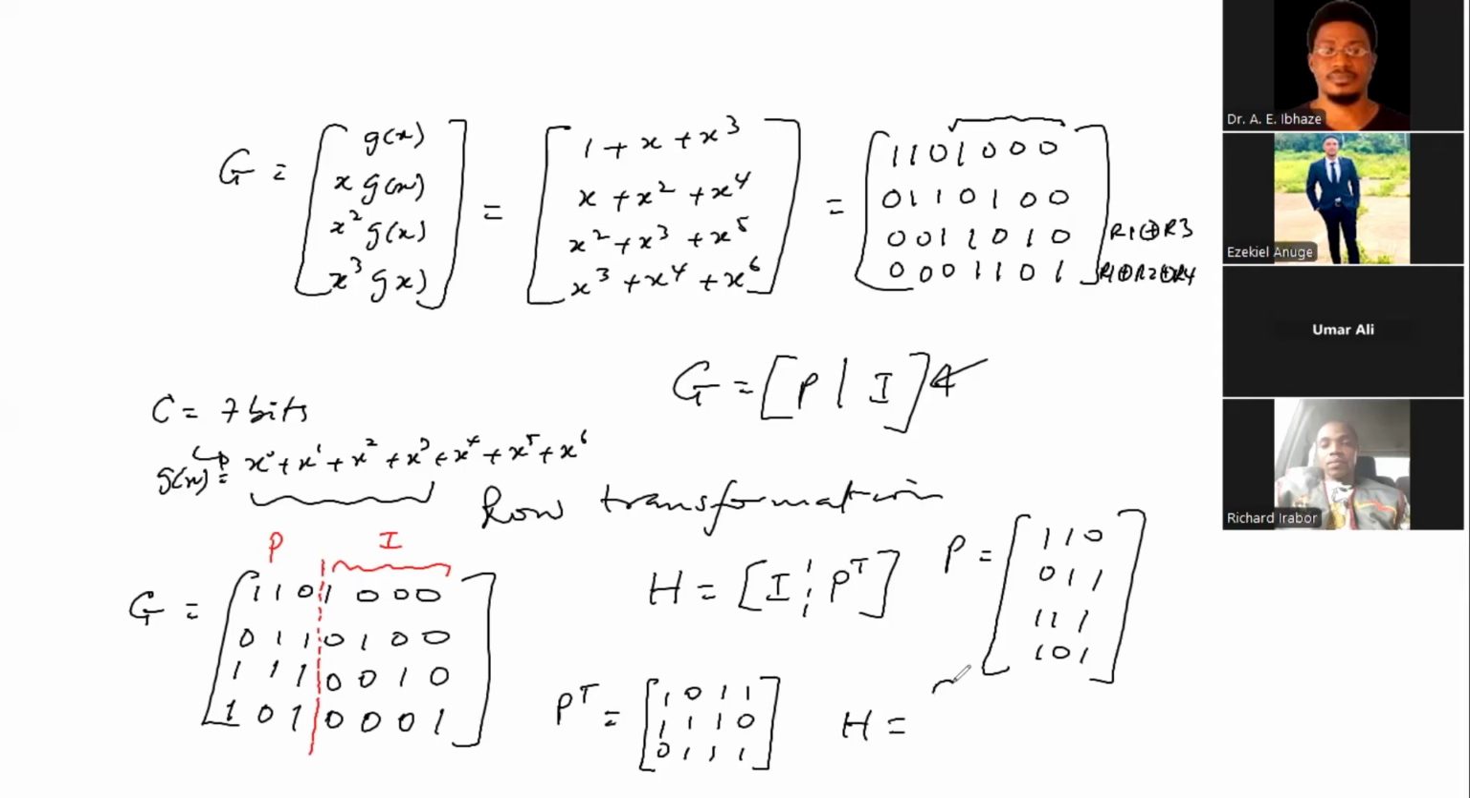So the parity check matrix will now be, the identity matrix will be 3 by 3. So that'll be 1, 0, 0, 0, 1, 0, 0, 0, 1, right? So we already have the identity matrix for that. And then the transpose of the parity matrix will now follow directly: 1, 1, 0, 0, 1, 1, 1, 1, 1, 1, 0, 1. So we've been able to resolve the first point here.